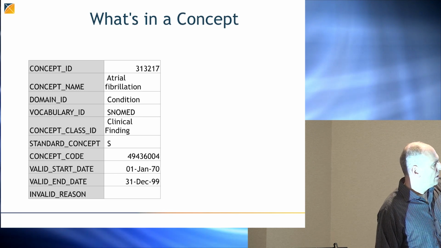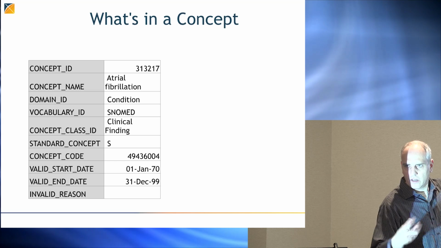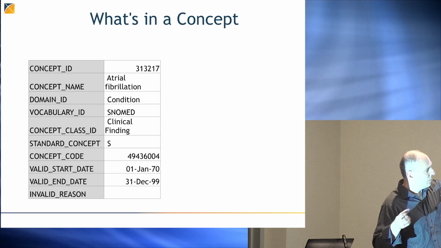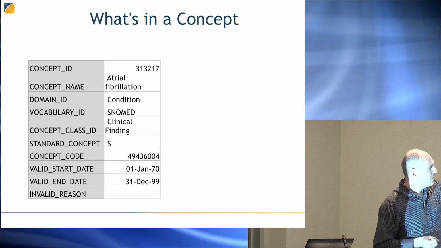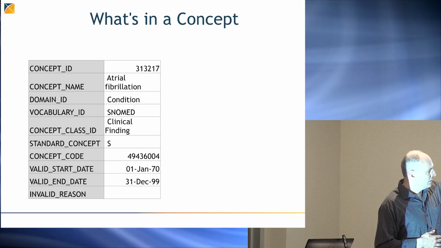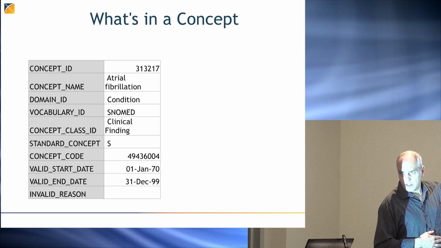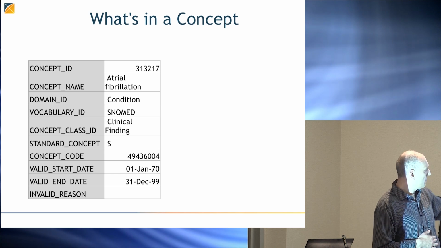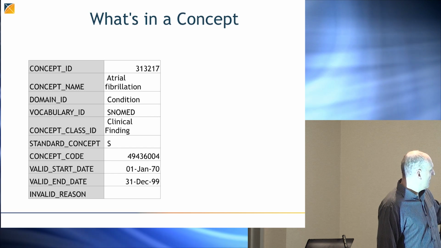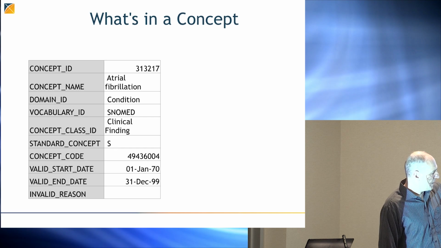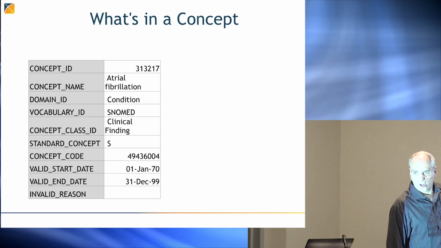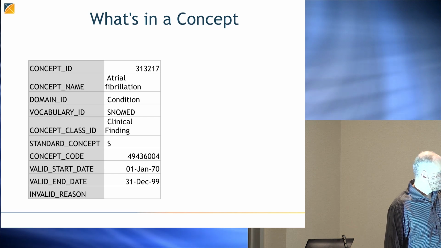Okay, it's a condition. So your heart is not beating. No, the chamber is beating okay. The atrium is having small but ineffective beats. Condition. The vocabulary where we stole it from is called SNOMED. They call it a clinical finding. So concept class ID is something that the vocabulary gives us. It's a standard concept, S. We're going to explain all of these, don't worry about it. There's a concept code, there's a concept ID. I'm going to explain why that is the case. And there's a validity.